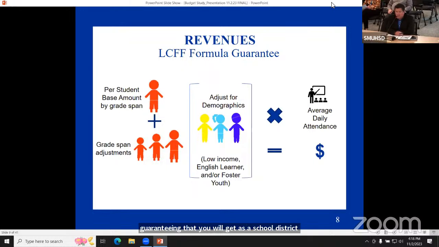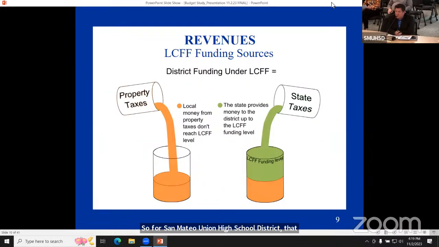So for San Mateo Union High School District, that guarantee is right around $115 million. Now, how is that funded? It's not a check from the state for $115 million. It's funded with two sources. It's funded first with property taxes, so our portion of that 1%, along with those other forms of taxes that I noted. And then the remainder is given to you through state aid.